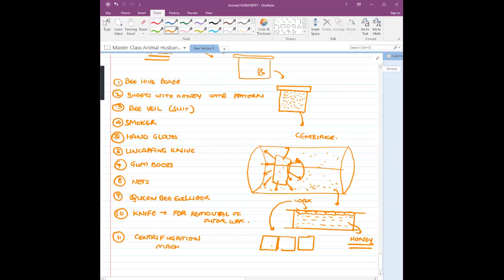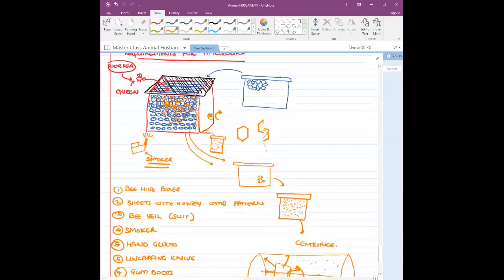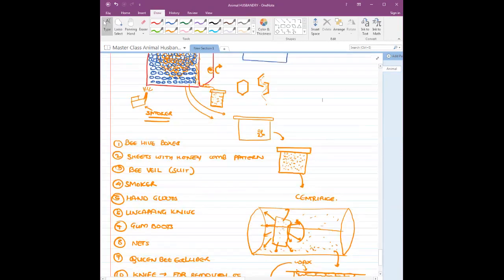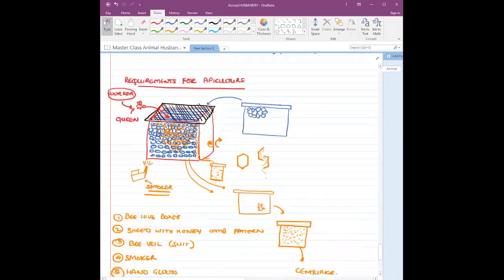Everybody okay with this, guys? Have you understood the entire process? What really happens over here? How we can go for this? Can you read out the ninth one? The ninth one is Queen Bee Excluder.